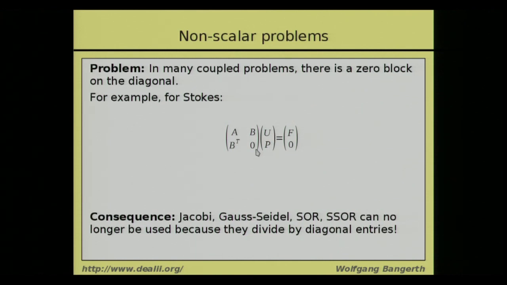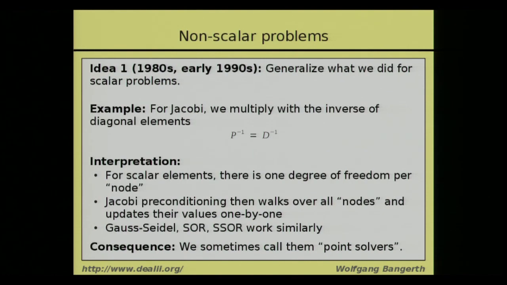So immediately, all of these methods are out of the picture if you have any of these kind of matrices that have a 0 block on the diagonal. And that's actually a fairly common case, that you have a 0 block on the diagonal. So the question is, what do you do in a case like this? Now, the first idea is we try to generalize this somehow. And so let us try to reinterpret a little bit what Jacobi actually does.